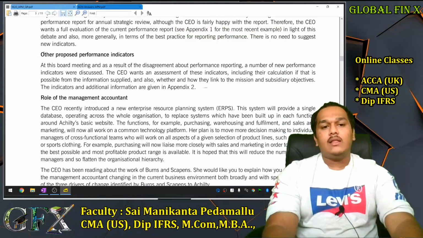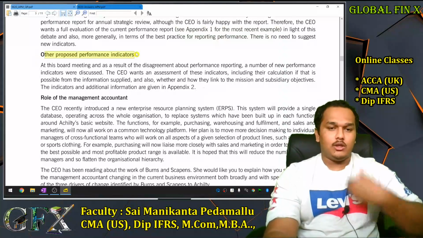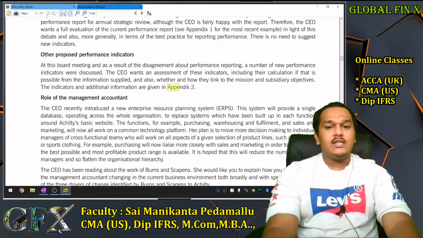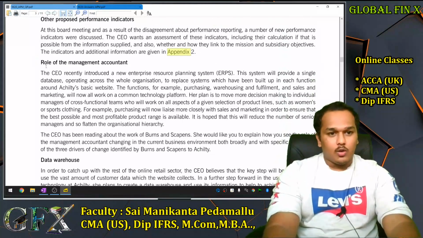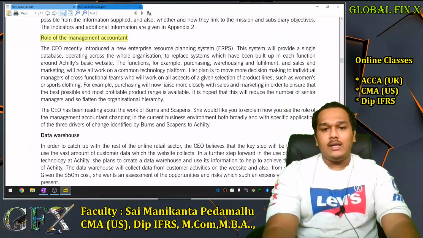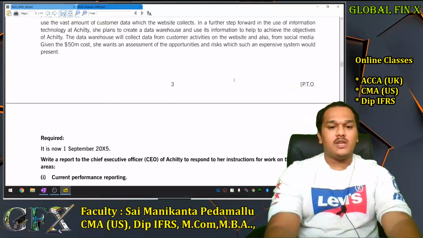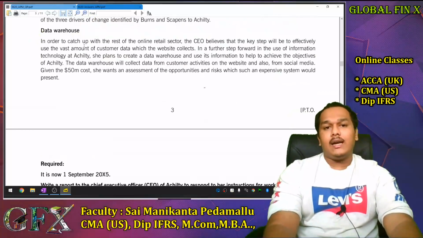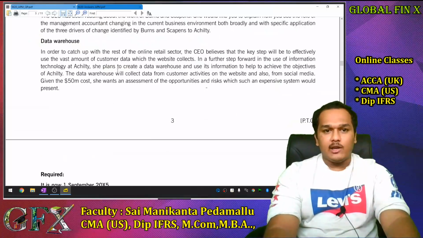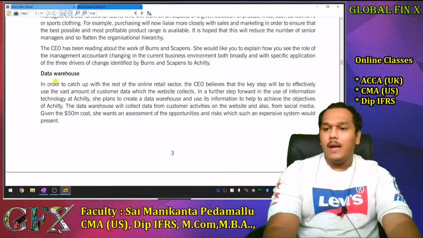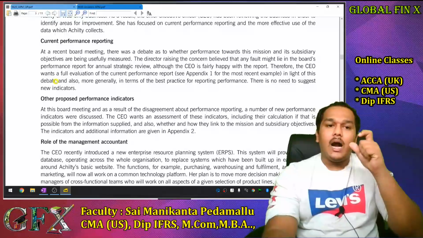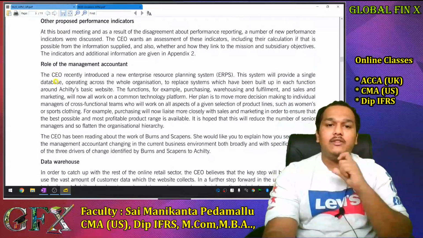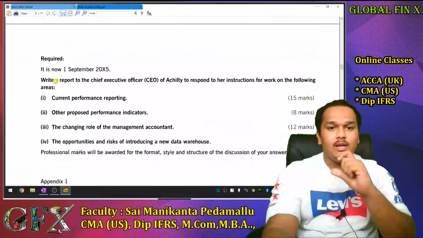Then the second one, other proposed performance indicators, the newly proposed indicators, and you can see them in appendix 2. Next one, the role of the management accounting, and whatever he is doing, everything has been given. And data warehouse, this is relating to big data and data analytics, the information technology aspect. This is put in a separate paragraph. You can see that every part is separately identified in its paragraph and properly structured.